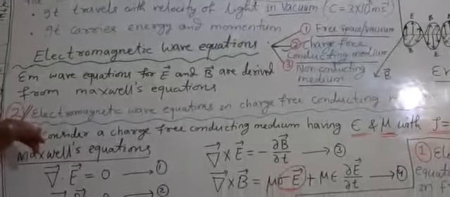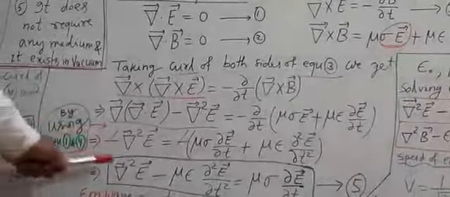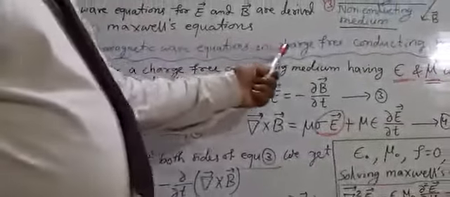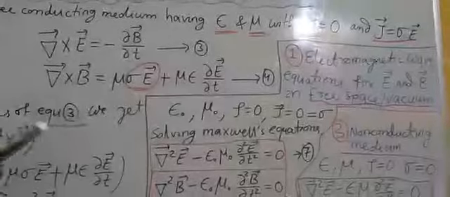So by taking the case 2, you get the wave equation for the electric field, equation 5, and the wave equation for the magnetic field, equation 6. Equations 5 and 6 are both wave equations of a charge-free conductive medium. Then come to the other two cases. First, free space, or vacuum.